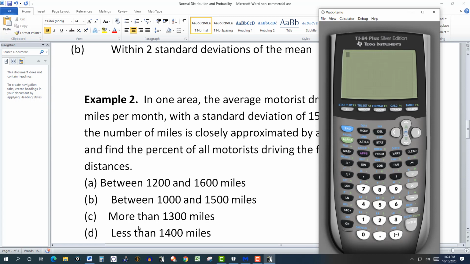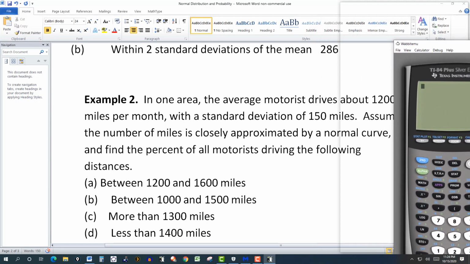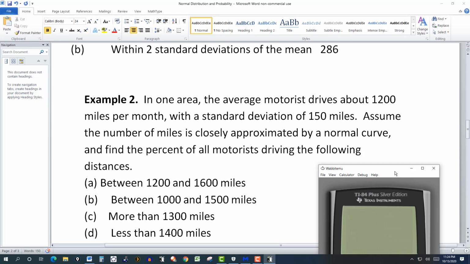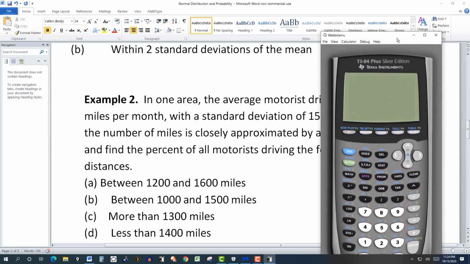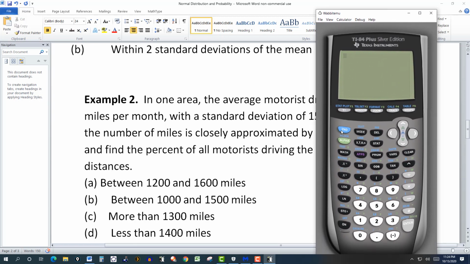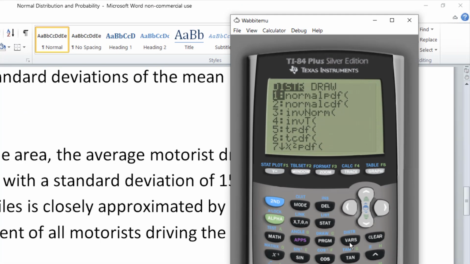Now on the next one, again, it reads, find the percent of motorists driving the following. Okay, so more than 1,300 miles. Okay, so again, access that same menu. Second here, VARS, accessing distribution, and I want number 2 again. Okay, so now more than 1,300. So 1,300 and then everything to the right.